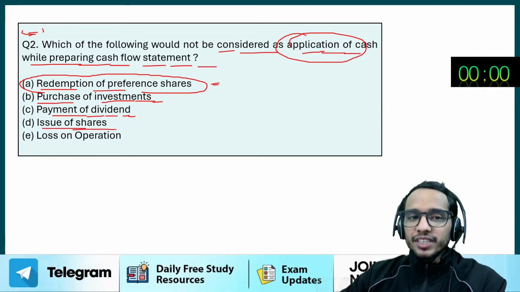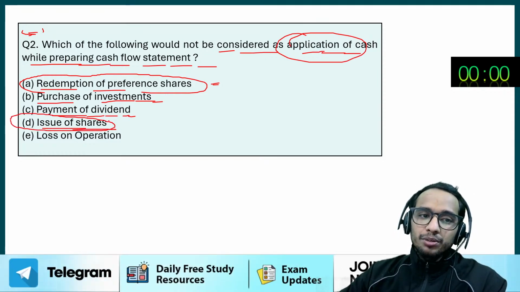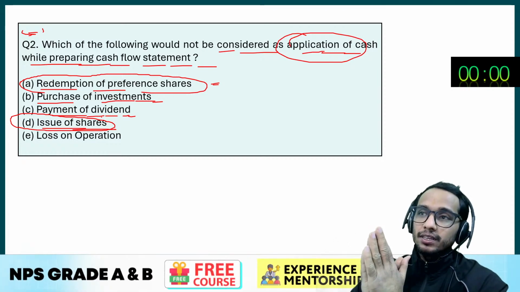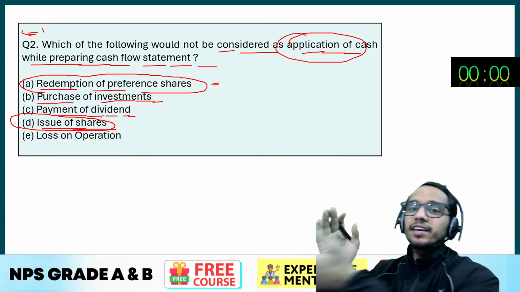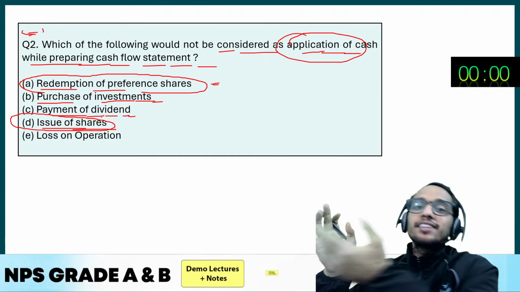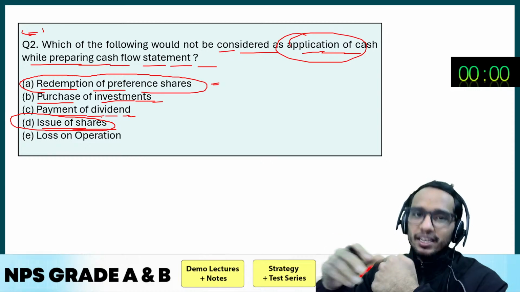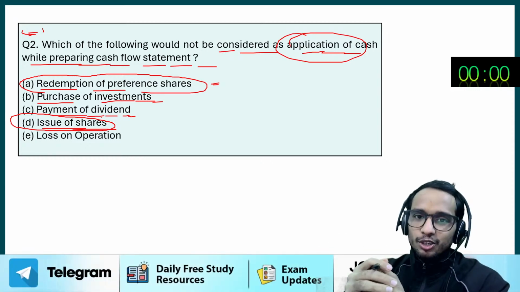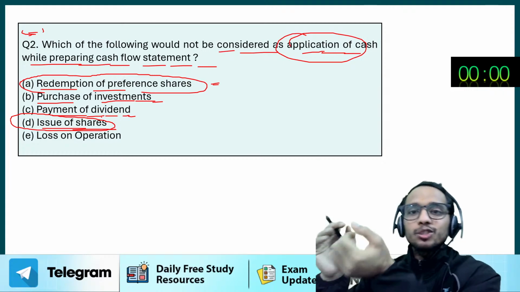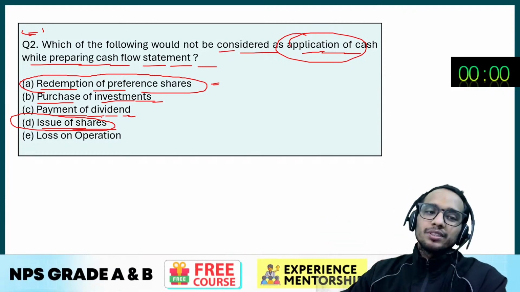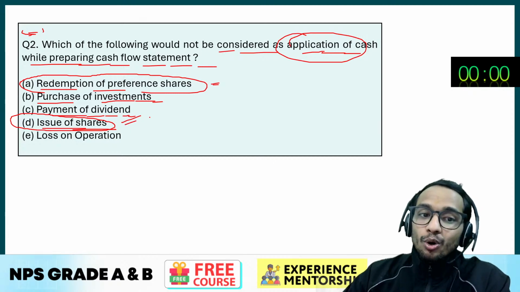Okay, D option says issue of shares. Now, in the issuance of shares, you issue the share certificate and you get the cash, you get the amount. So it is not the application of cash, it is the source of cash. You are funding your organization by issuing the shares. It is the source of cash. Are you getting the point? So the answer would be issuance of shares.